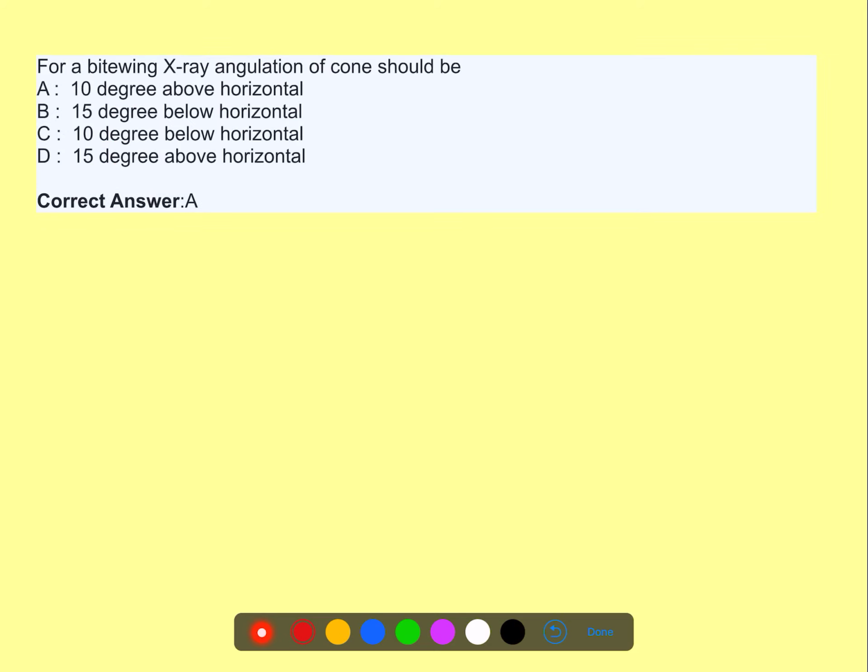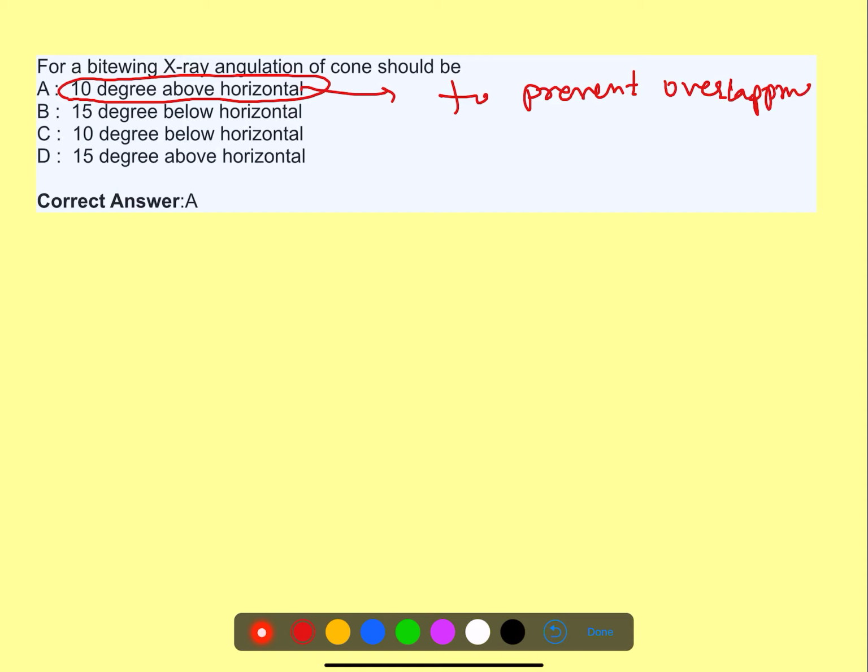For a bitewing X-ray angulation, the cone should be 10 degrees above horizontal. Why? Because to prevent overlapping, we make it 10 degrees above horizontal.